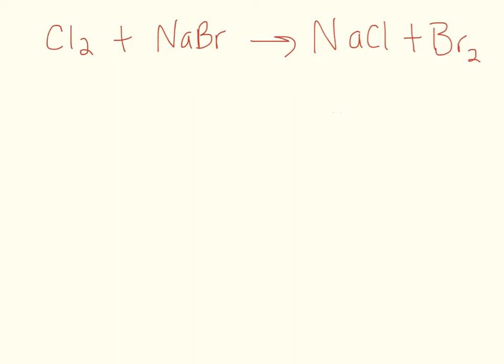And so when we're starting balancing an equation, what I like to do is I just like to count what I have of each element. So I'll start left to right. So I have 2 of chlorine, I have 1 of sodium, and I have 1 of bromine.